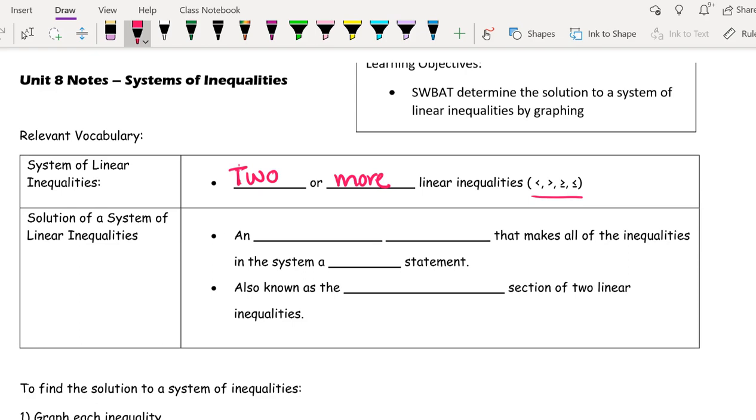Okay. An ordered pair is a solution. So just like with a system of equations, an ordered pair is a solution to a system of inequalities that makes all of the inequalities in the system a true statement. Also known as the overlapping section of two linear inequalities. So what we're going to do is graph them and shade, and there's going to be an overlapping section.